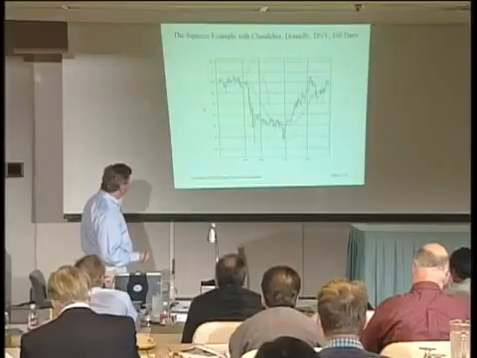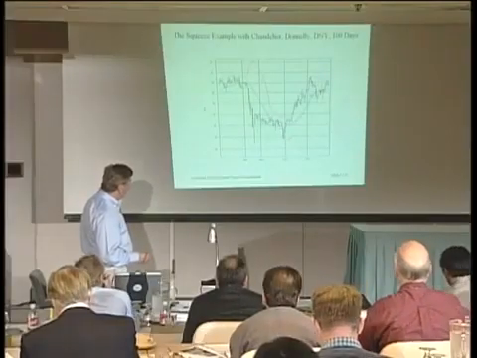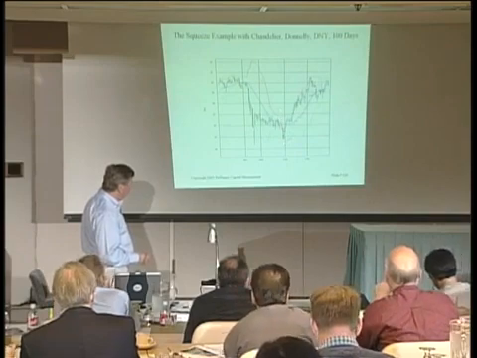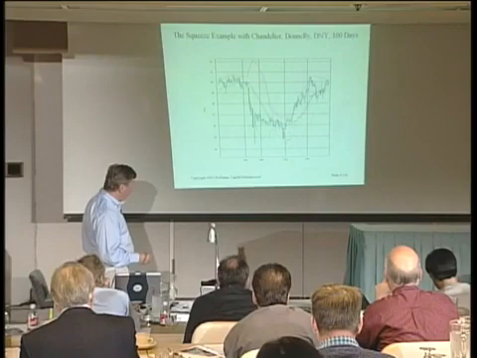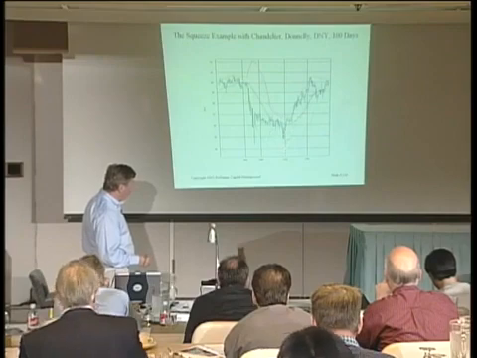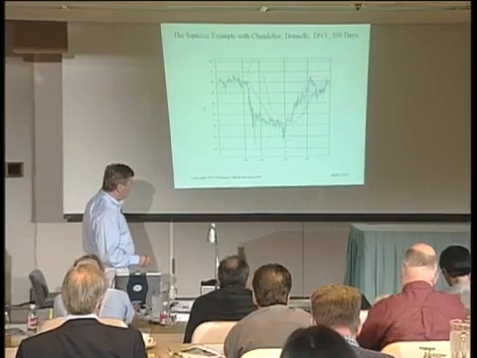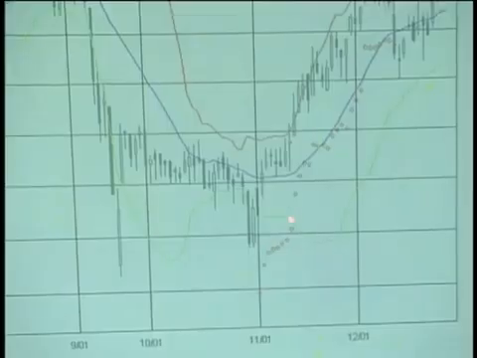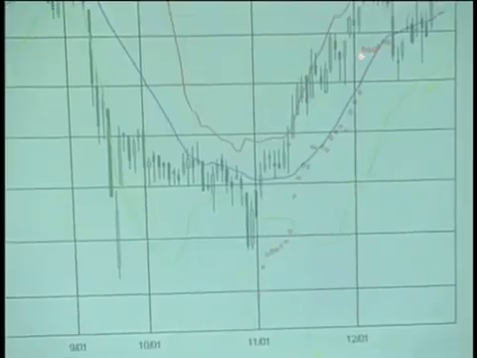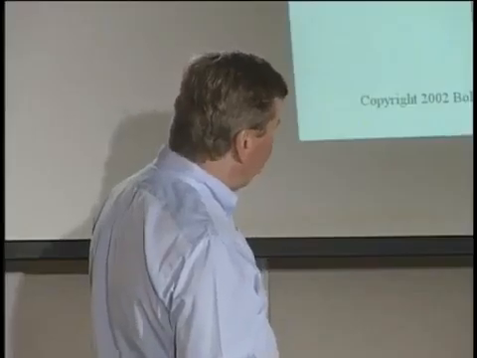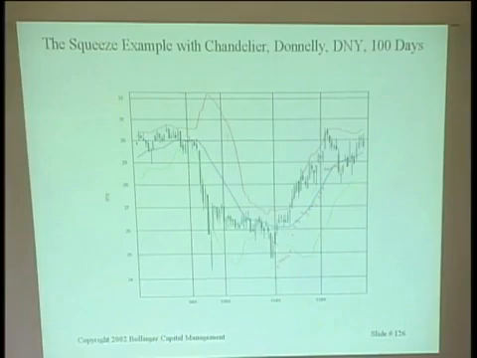Here's a squeeze with Donnelly. It occurs right here. We reverse back in here. It's a head fake. We reverse back in right here, and we start the parabolic underneath our entry day. The parabolic marches north steadily, and we get taken out here. So here, outside the lower band, reverse back in. It's a head fake after a squeeze. Run the stop.